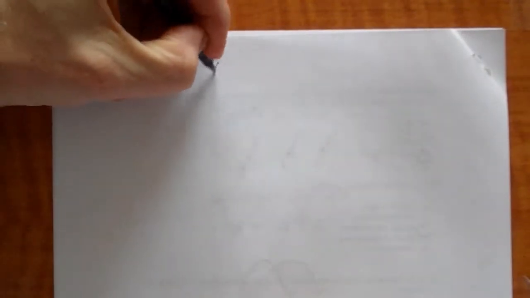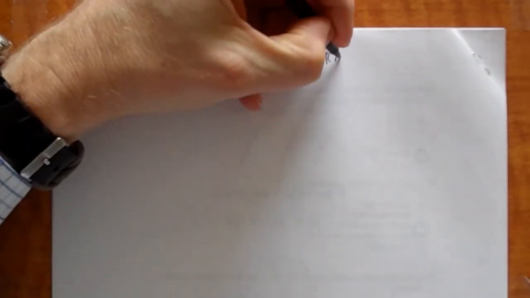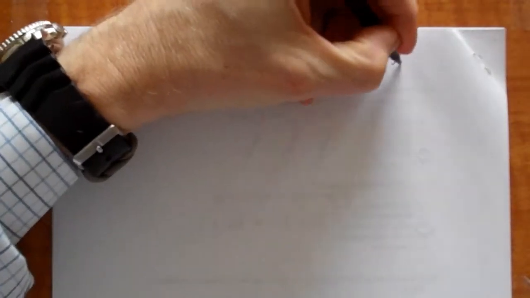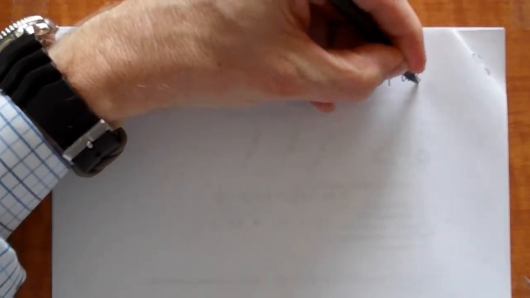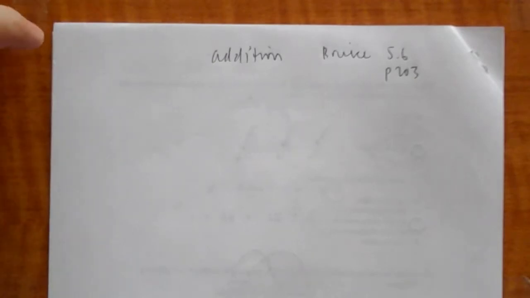So the next mechanism that we're going to do is addition, and we're doing these in the order in which they're found in the Bruce text, 7th edition, I guess. This is in section 5.6, page 203. You may want to go there and follow along.